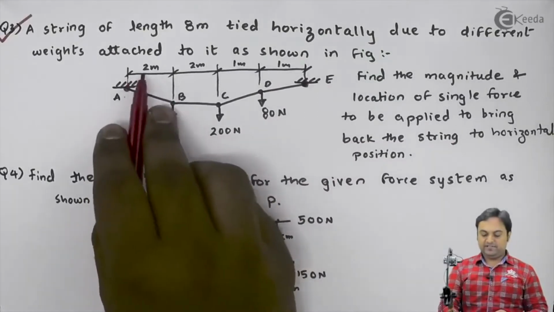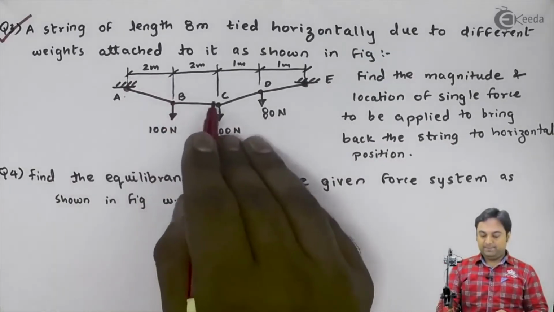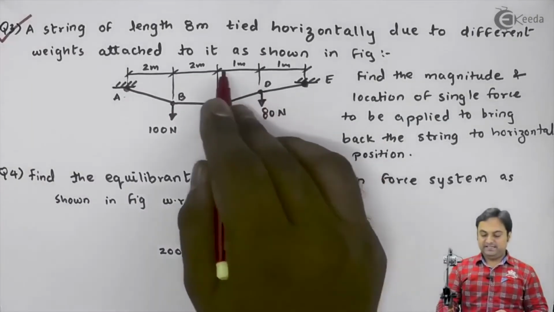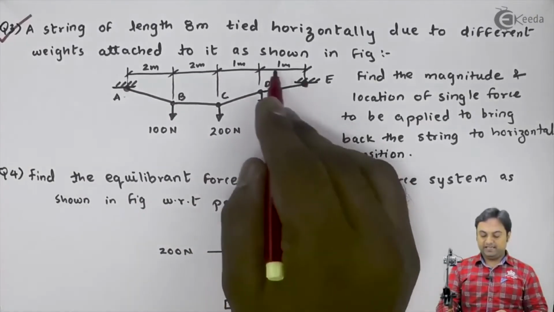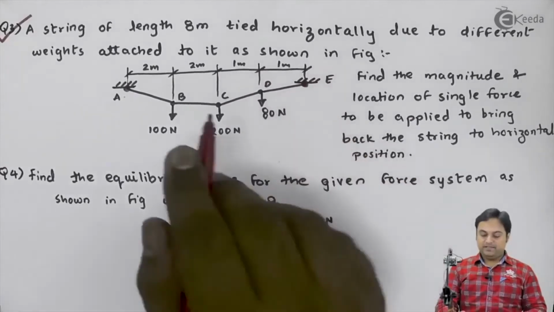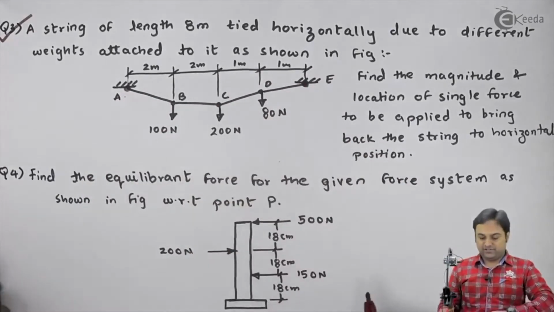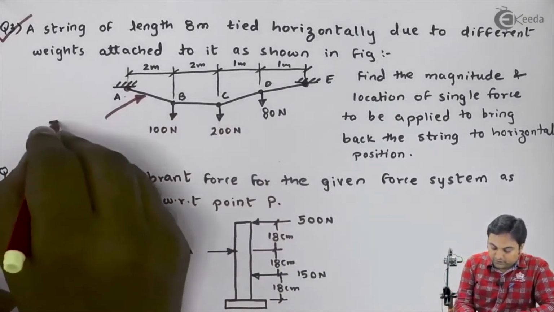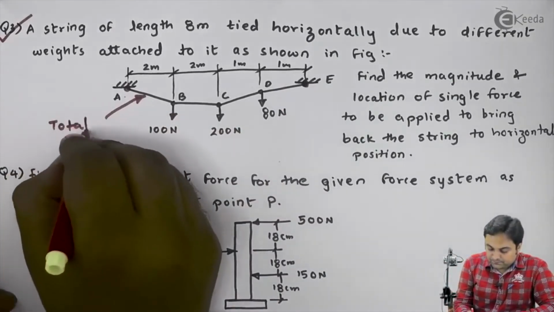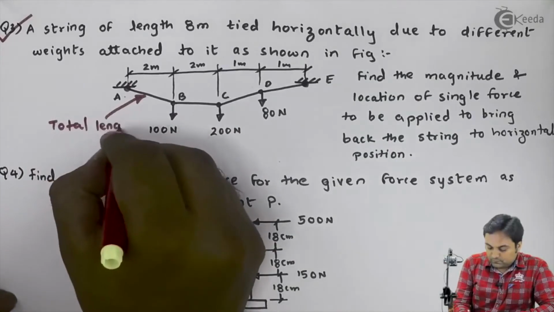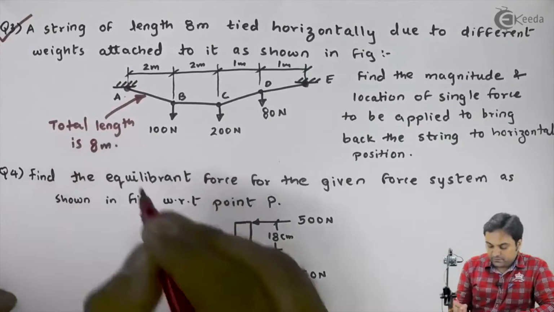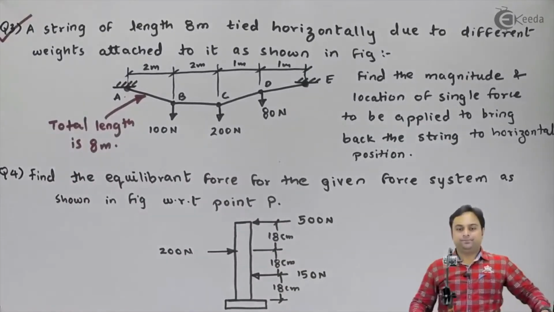The location of the points is given. Distance between A and B is 2 meter. Between B and C, that is 2 meter. Between C and D, that is 1 meter, and between D and E, that is 1 meter. It means this is the horizontal length of the string, and the total length of this string is 8 meter.